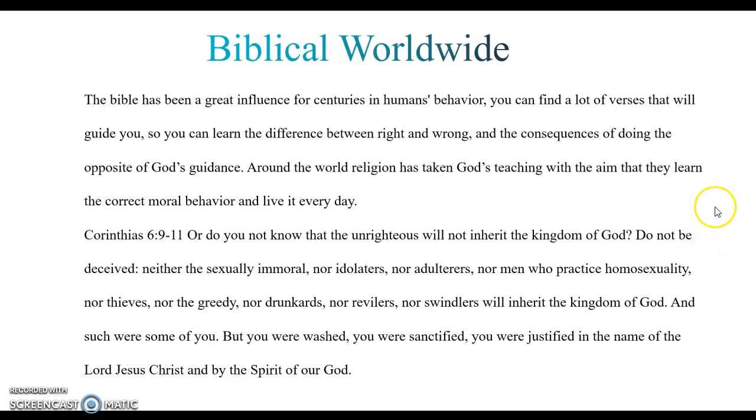God gives us all the guidance that we need to behave in the right way all the time. If we have any doubts, all we have to do is just go to the Bible and find the guidance that we're missing.